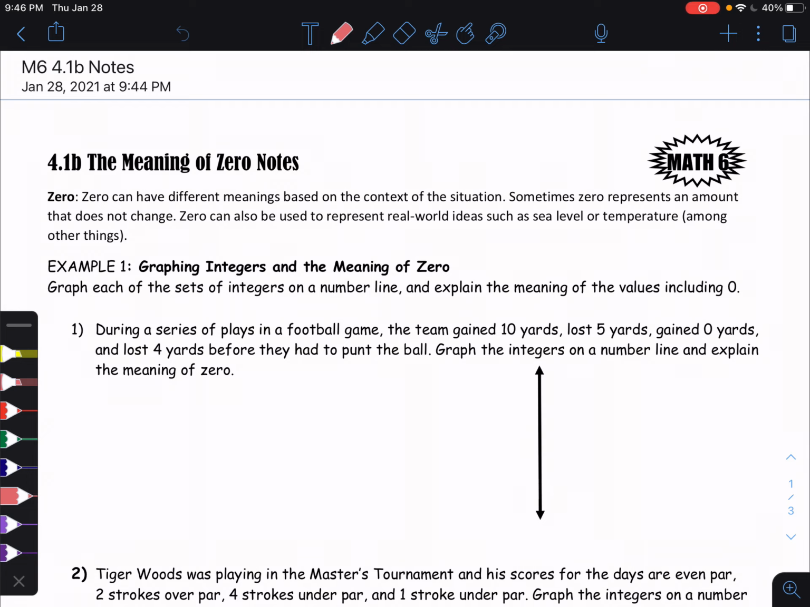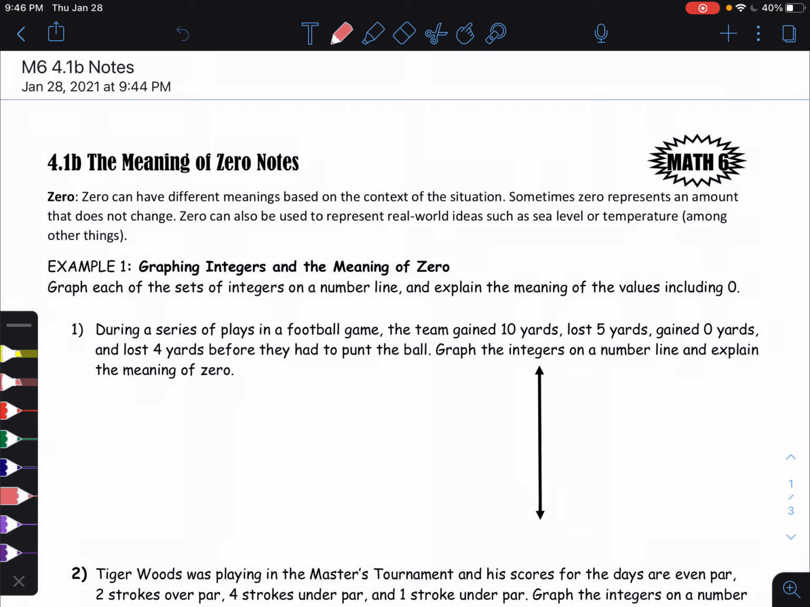among other things. So we've got a couple of examples here on the front side where we are going to look at situations and talk about how the values relate to zero, so that we can figure out what zero means in that situation. And then on the back side, I'm going to have you guys practice identifying the meaning of zero, and that's going to be considered our homework. But we're going to do a few together, and then I'll have you guys do the rest.